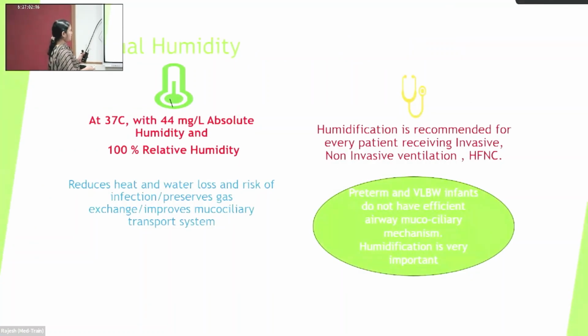and sepsis. So the optimal humidity we need to maintain is, at core body temperature of 37 degrees, 44 milligrams per liter of absolute humidity and 100% relative humidity. This reduces the heat and water loss and risk of infection, preserves the gas exchange, and improves the mucociliary transport system. So it is important that whatever the mode of ventilation we give, invasive, non-invasive, HFNC, we need to make sure that humidification is proper. Especially in preterm and low birth weight babies, they do not have the efficient airway mucociliary mechanism, and we should make sure that humidification is done properly.